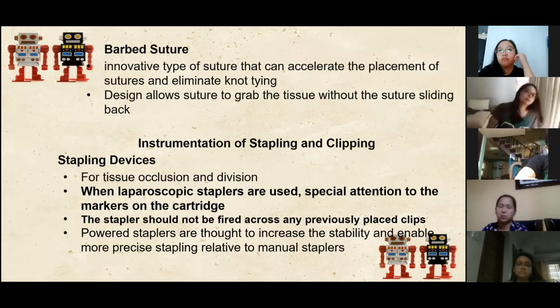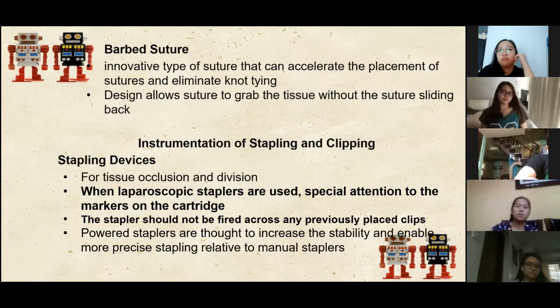For instrumentation of stapling and clipping device occlusion and division, when laparoscopic staplers are used, special attention must be paid to the markers on the cartridge to ensure that all the targeted tissue is properly situated proximal to the markers before the cartridge is fired. The stapler should not be fired across any previously placed clips because this is thought to possibly cause stapler malfunction.